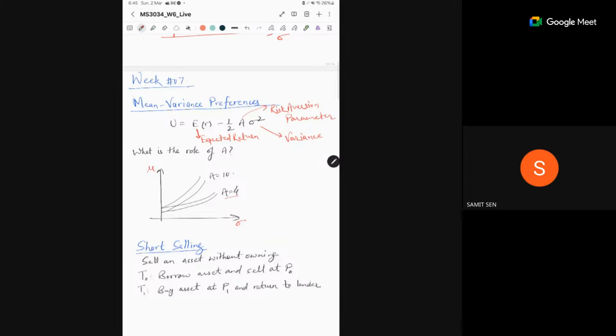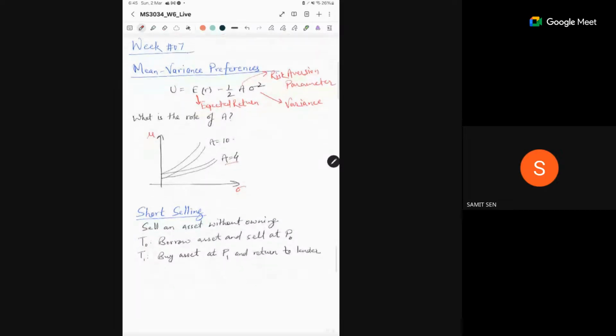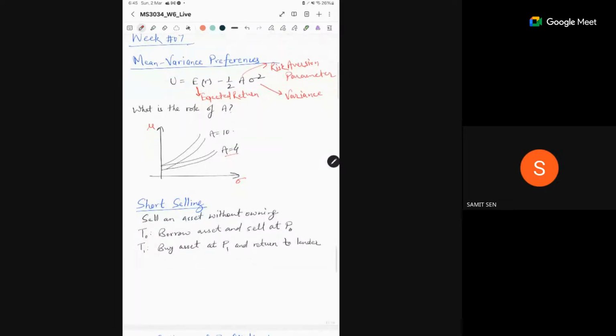Okay, and there was a small discussion about short selling also. So short selling, what do we mean by short selling? Short selling means you sell an asset which you don't own. You don't have an asset, but still you are selling it.